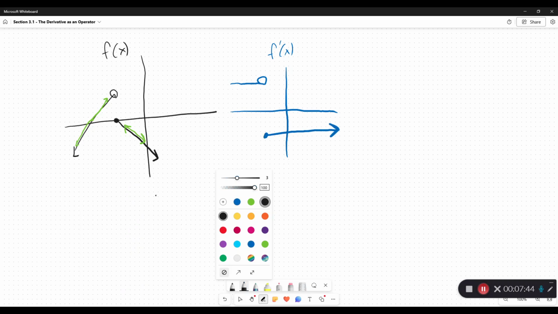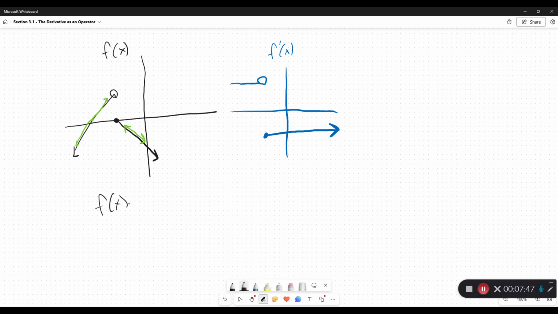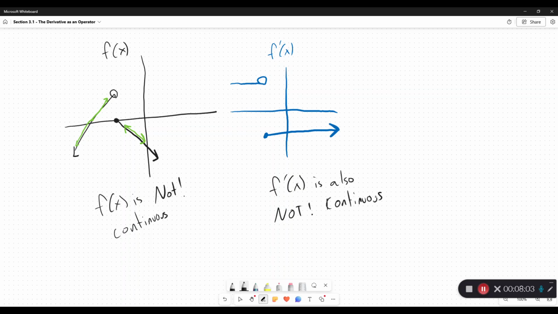This is an example where I want to point out f of x is not continuous. F prime of x is also not continuous. As it turns out, if your function is not continuous, your derivative cannot be continuous. But that's not the whole story. There's actually something slightly more interesting going on.